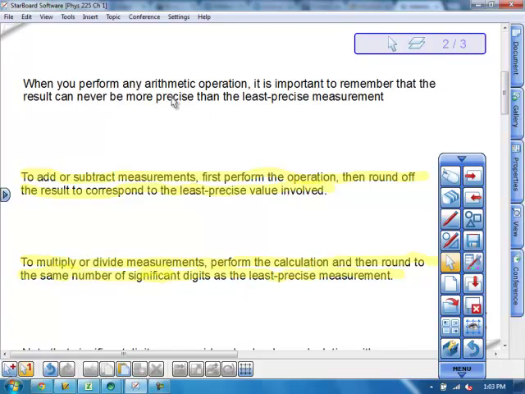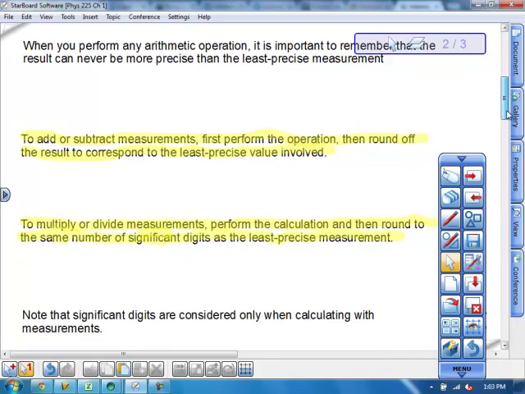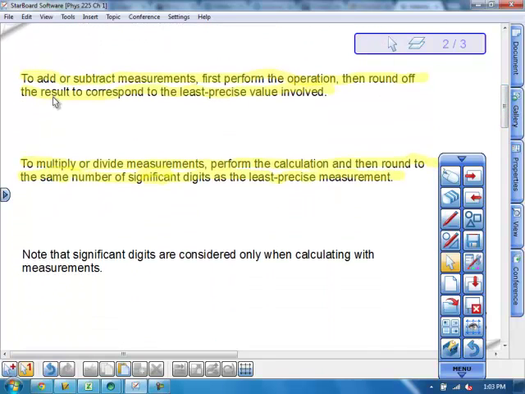When you perform an arithmetic operation, it's important to remember that the result can never be more precise than the least precise measurement. That's where significant digits come from in the first place. So if we add, subtract, multiply, or divide measurements, we're going to have to round to the same number of sig digits as our least precise value involved. Okay?